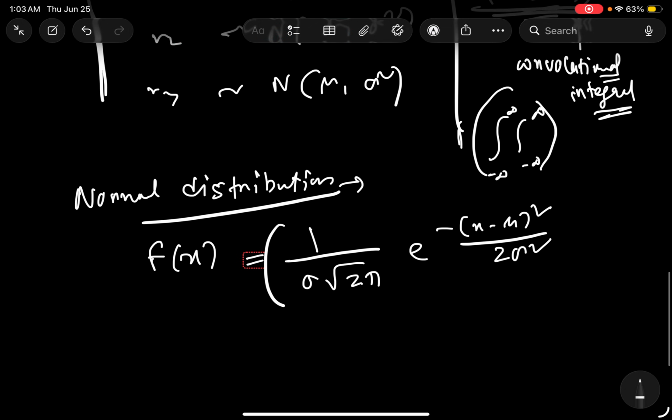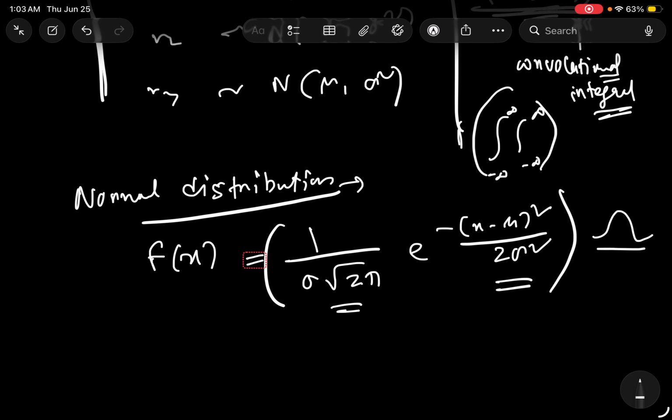Why does it look like this? Well, we can have a separate video where we discuss the corresponding characteristics, which ensure that you have a bell-shaped curve and that the area under the curve is 1. But for now, let's understand that this is the corresponding probability density function.